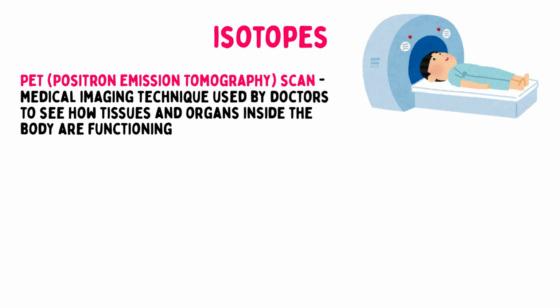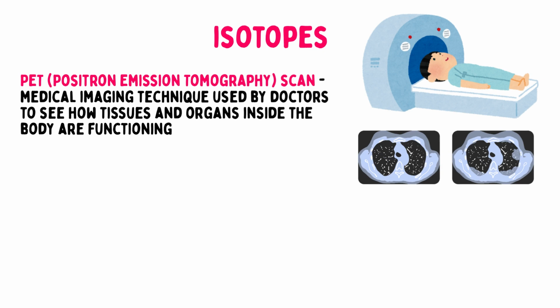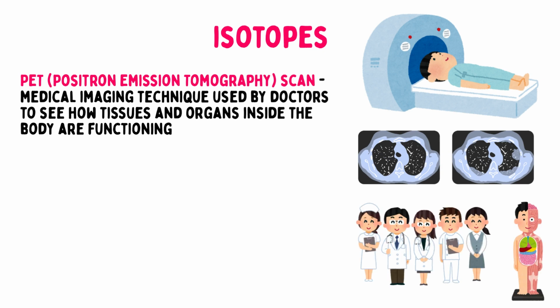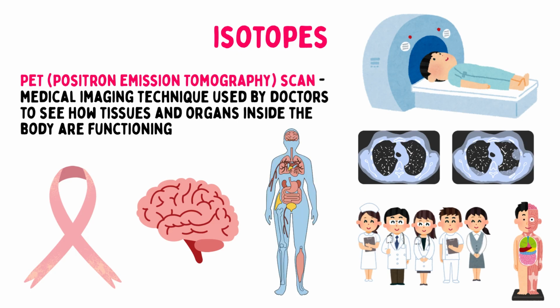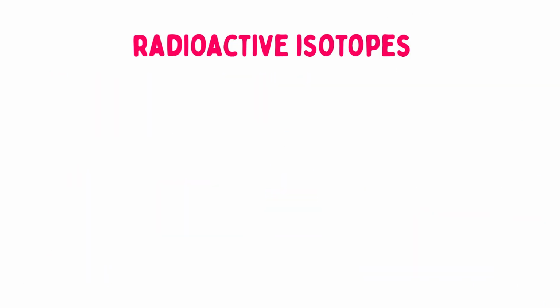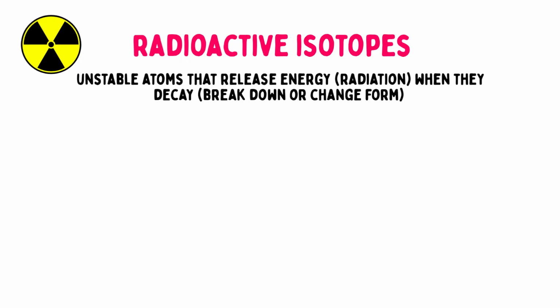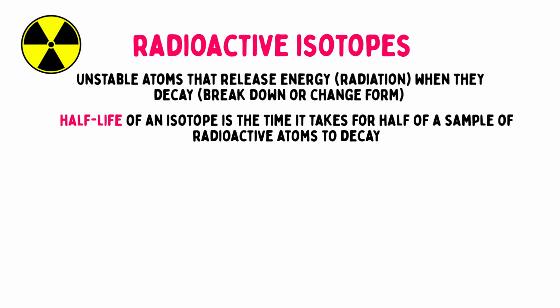Here's one more concept if you're interested in how isotopes are used in real life, specifically in PET scans. A PET scan, which stands for positron emission tomography, is a medical imaging technique used by doctors to see how tissues and organs inside the body are functioning. It's often used to detect things like cancer, study brain activity, or check how organs are working. To do this, doctors use radioactive isotopes. Radioactive isotopes are unstable atoms that release energy, radiation, when they decay or change form. The half-life of an isotope is the time it takes for half of a sample of radioactive atoms to decay.